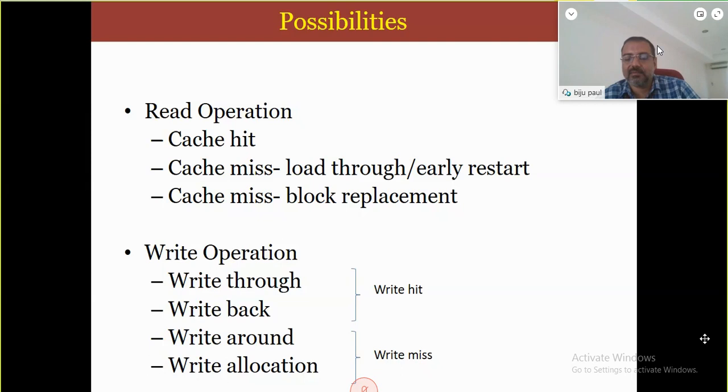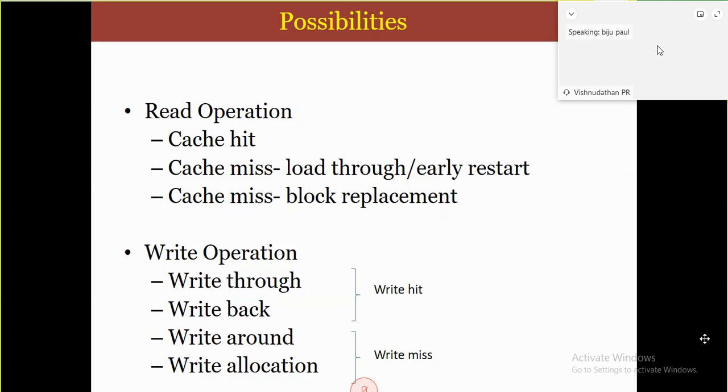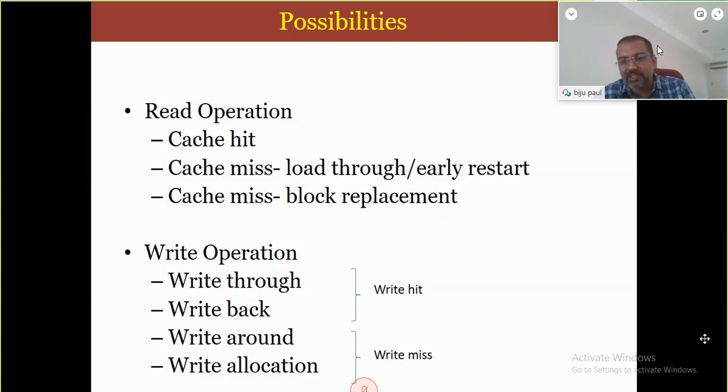Okay, sir, we have another question. Is there any significance to the name dirty in the term dirty bit? It's called dirty bit because some modification has been done. Some content was there in a block, and that particular block was modified or changed. Some correction has been made. Some modification has been made. So it is called a dirty bit.